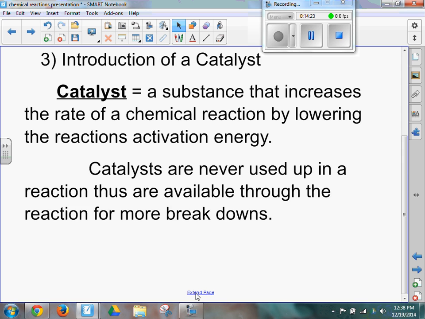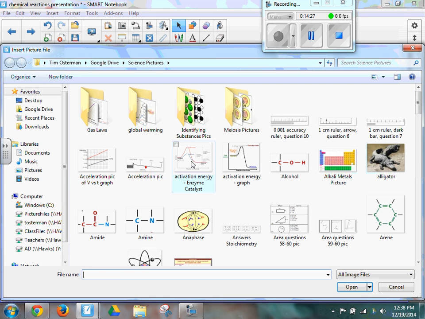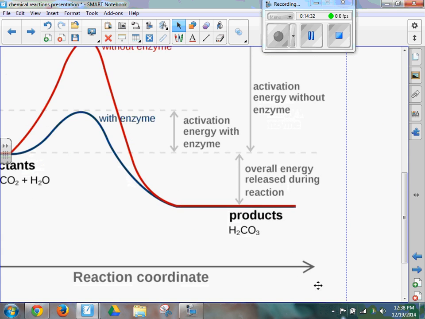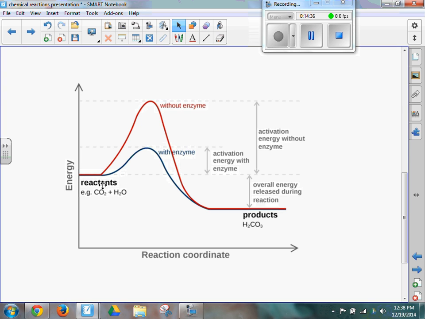So this is what we're going to do. I forgot to put this in here. Let's go and insert a picture. This picture is referring to a catalyst. You can see it's a very similar type of graph to what we saw initially. We have energy on our y-axis, and then the reaction going along here. So we see it's a similar type of reaction.